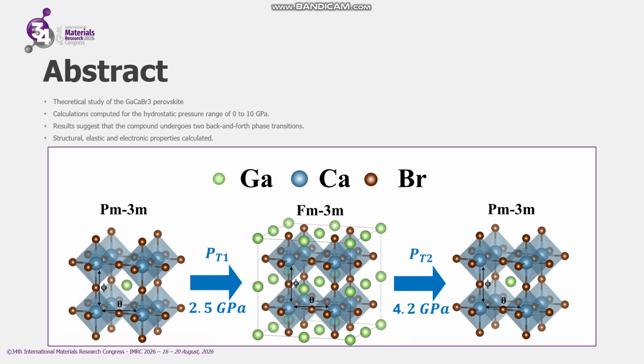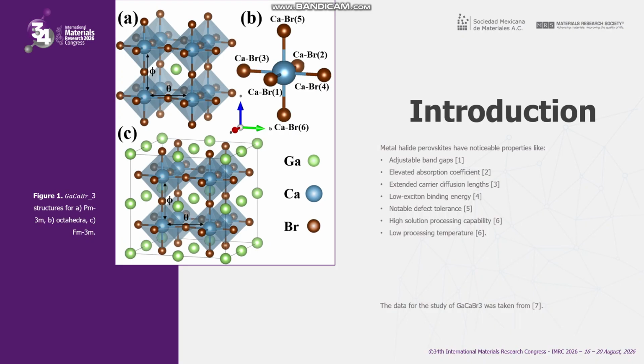Namely, we found that structurally, the lattice parameters decrease in both phases as the pressure is applied. We also found that for the elastic properties, there is an increase and a decrease of the Pugh's criterion and Poisson's ratio, respectively. Besides, the electronic band structure shows semiconducting behavior. These were the results found in the study.